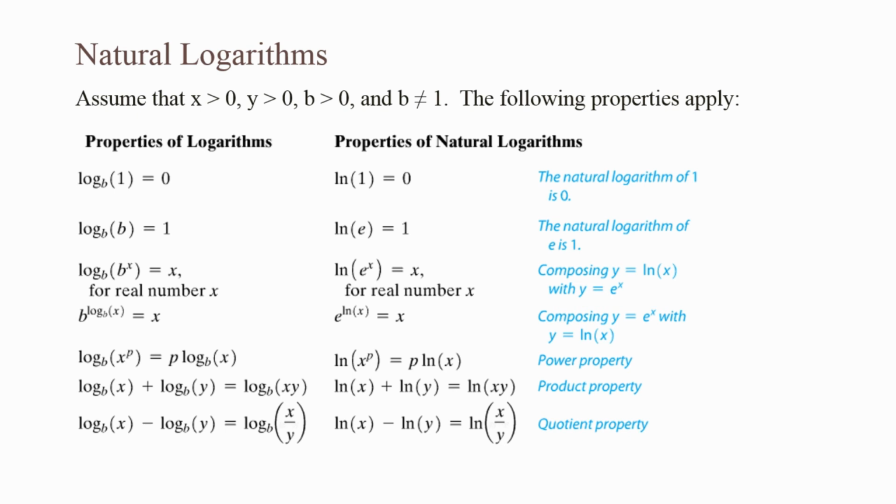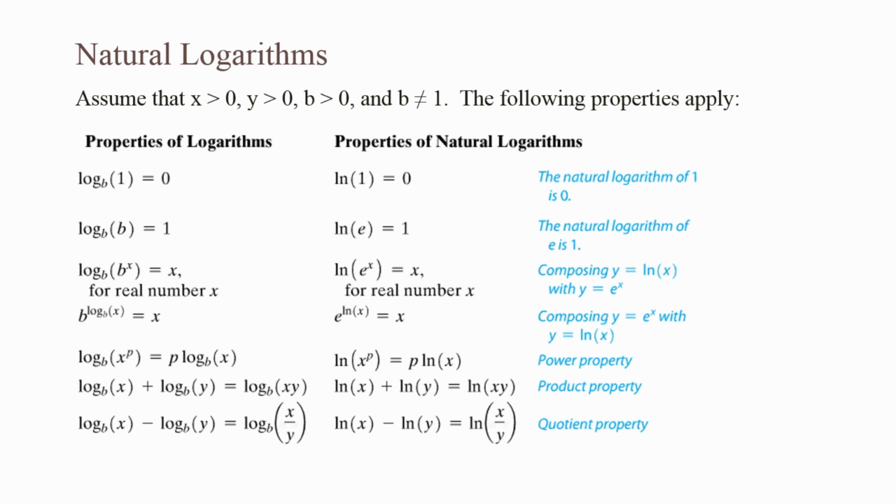For a logarithm, log base b of x to the p equals p times log base b of x. For a natural logarithm, the natural log of x to the p equals p times the natural log of x, which is your power property. For a logarithm, log base b of x plus log base b of y equals log base b of x times y. For a natural logarithm, the natural log of x plus the natural log of y equals the natural log of x times y, which is your product property.